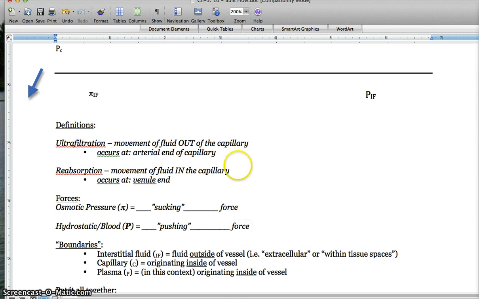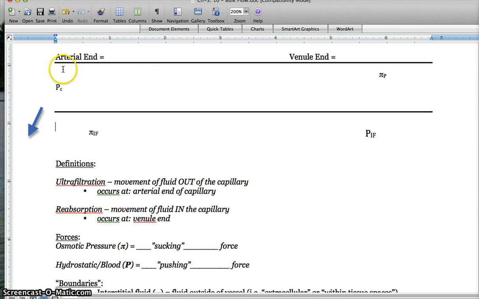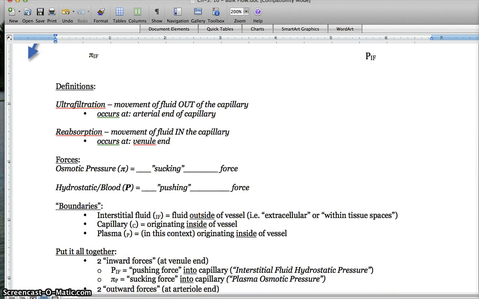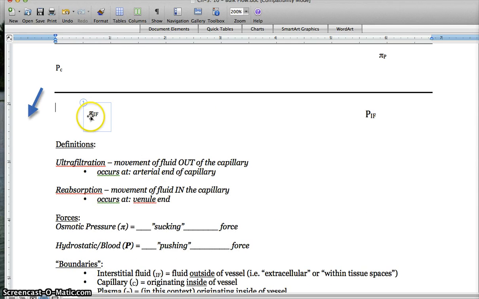Then, when we're talking about forces which are originating or being located towards the inside of our vessel, we actually have two different terms for them. We have our capillary and our plasma. So in this context, we're talking about forces which are originating inside of the vessel. If that gets kind of confusing, what I like to come back to is look at our interstitial fluid. Interstitial fluid is always going to be referring to outside the vessels. And if you forget that capillary or plasma are referring to inside the vessels, just think, okay, IF, outside the vessel, I got it.